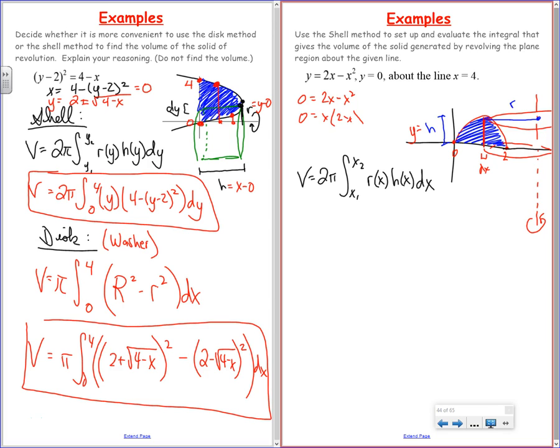If this was ever shifted up, I'd have to do y minus, maybe if it was up at 1, y minus 1, or if it was down 1, y minus negative 1. This should be y minus 0. What's my r going to equal? 4 take away the x. Remember, the x is coming from the origin, and this whole thing is 4. I have to do 4 minus x to get my radius, which is how we end up with V equal to 2 pi, x1 to x2 is from 0 to 2, right? R of x is 4 minus x.